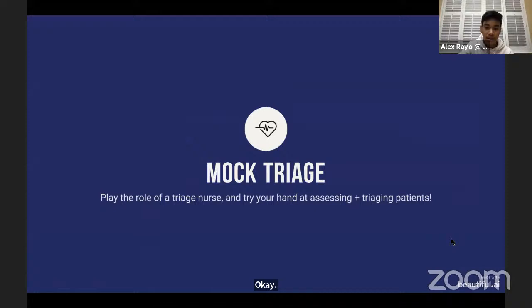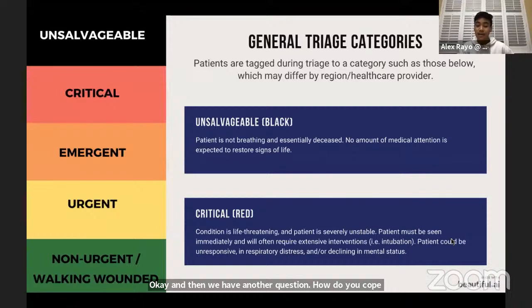So back to the mock triage. Okay, and then we have another question. How do you cope if there are 2 or more critical patients at the same time? That's a great question, because that's often a problem that a lot of healthcare systems face. And it's really dependent on what kind of resources are available at that specific location, at that specific hospital or that specific emergency tent.